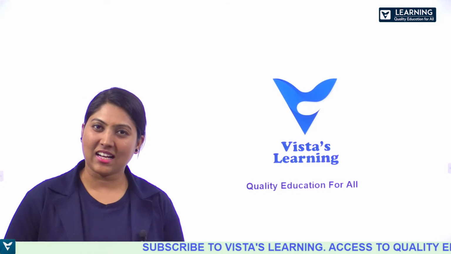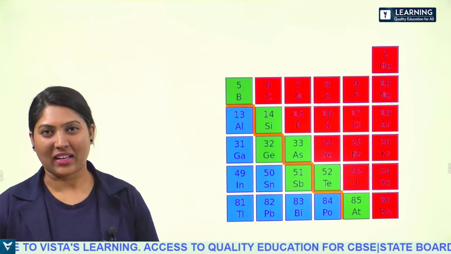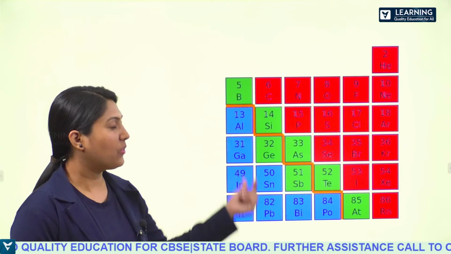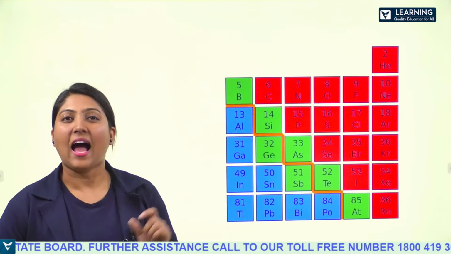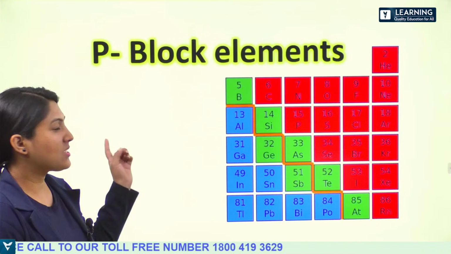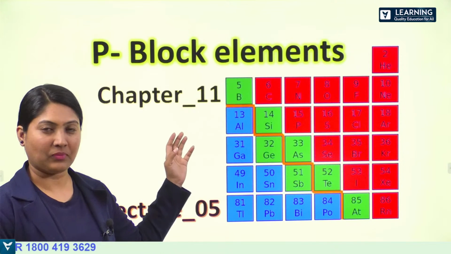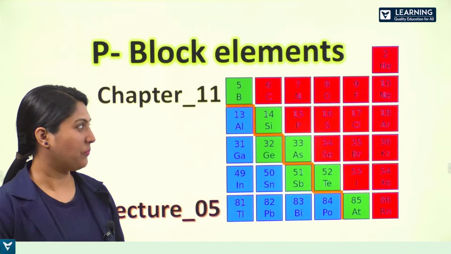We are in 11th standard chemistry. As you know, we are studying about the p block elements. I have already started with the 13 group elements and 14 group elements, and we are studying about the last topic, allotropes of carbon. So this is our p block elements, 11th chapter, and it is lecture class 5.